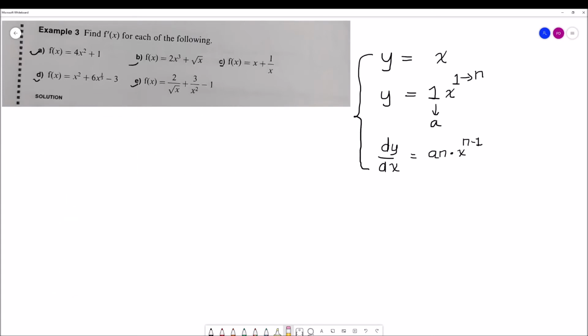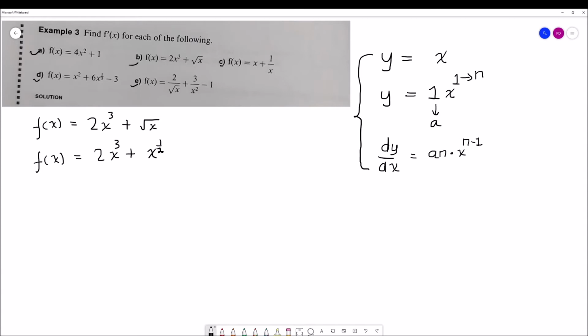And we are done. Now let's do equation number 2. Equation number 2 tells us that f of x, which is basically y, is equal to 2x to the power 3, or 2x cubed, plus the square root of x. We can easily write this as f of x equal to 2x to the power 3 plus x to the power 1 over 2, since a root changes to the power of 1 over 2.